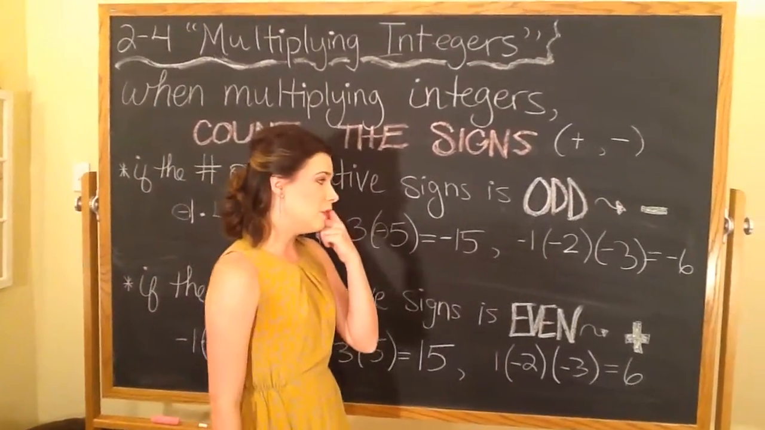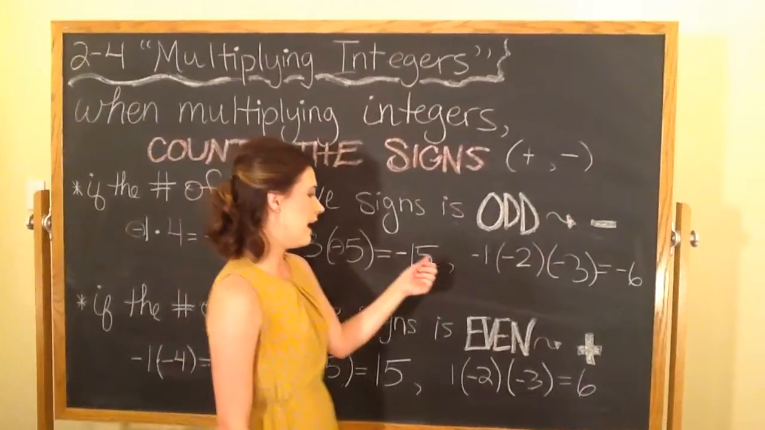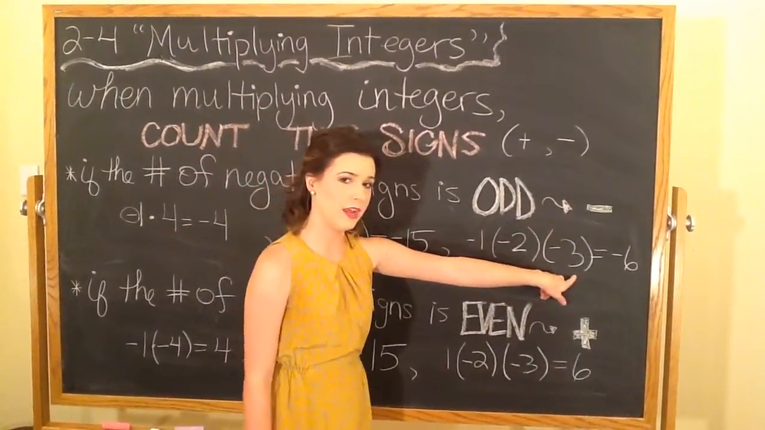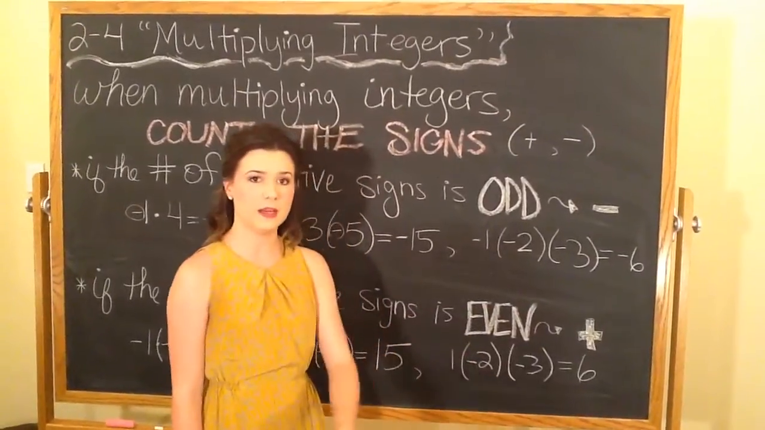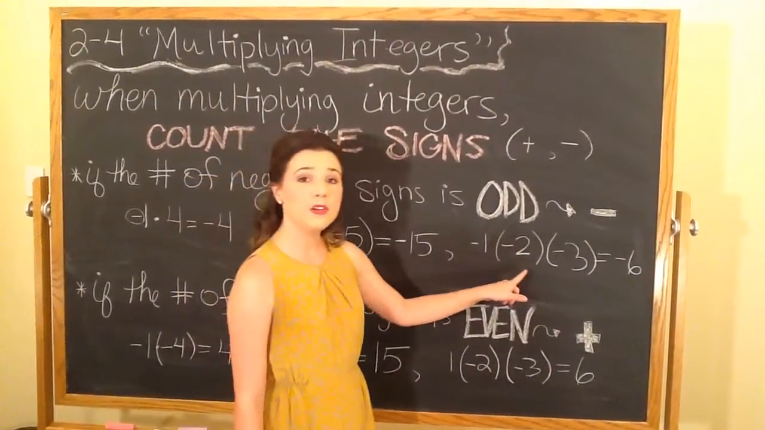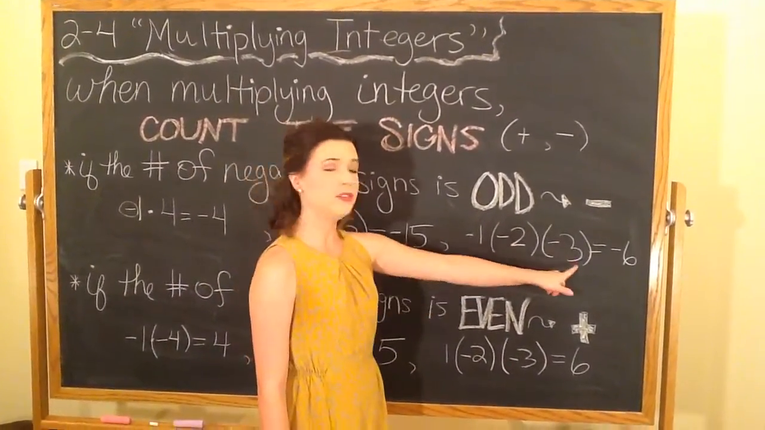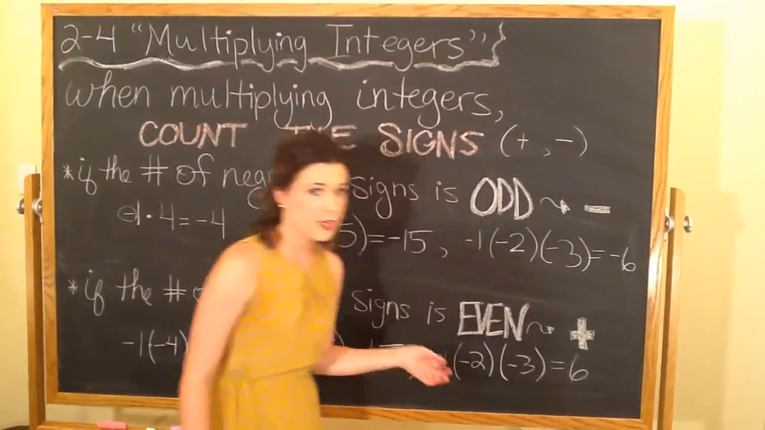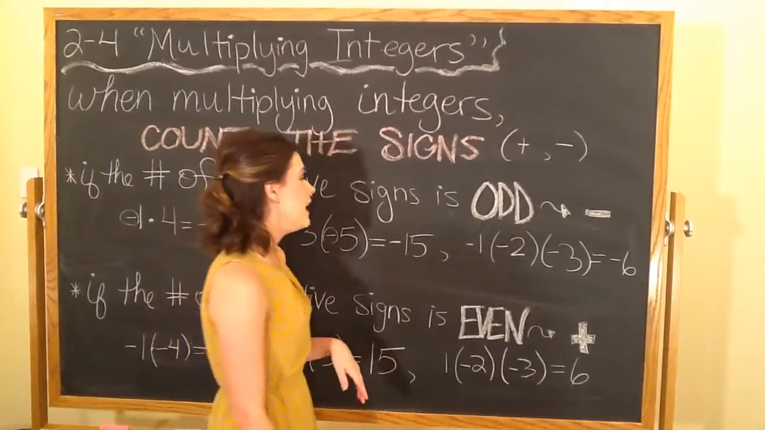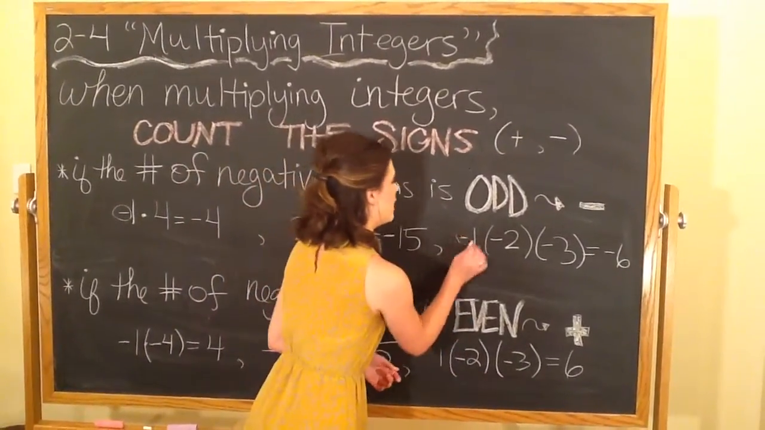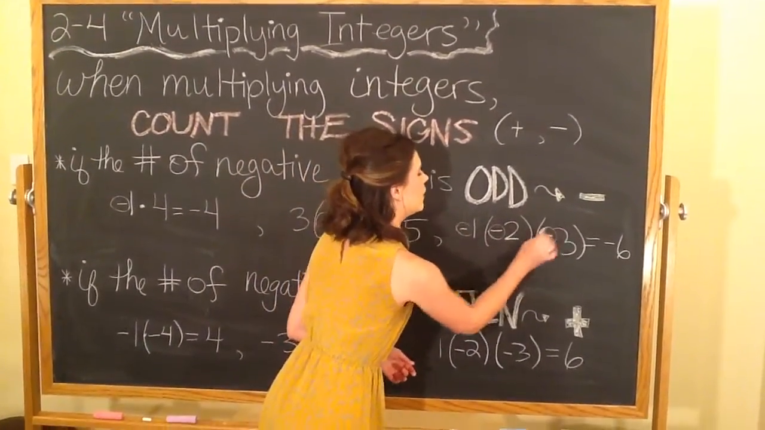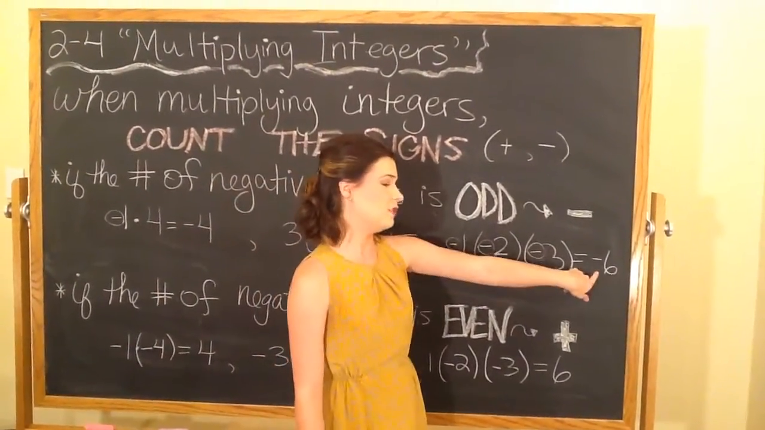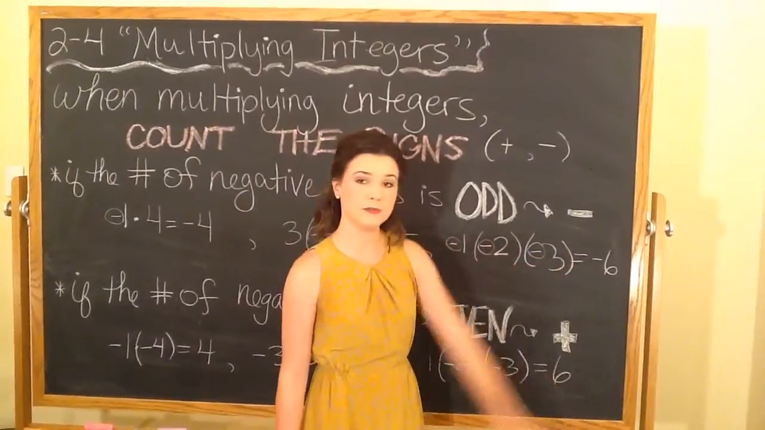The last example that I did to show you this is negative 1 times negative 2 times negative 3. So the first step is just to multiply the numbers together. So 1 times 2 gives you 2, and then 2 times 3 gives you 6. So I know that my answer is going to be 6 something. Is it going to be positive or negative? So let's go ahead and add up our negative signs. We have 1, 2, 3. Now since 3 is an odd number, our answer is going to be negative.